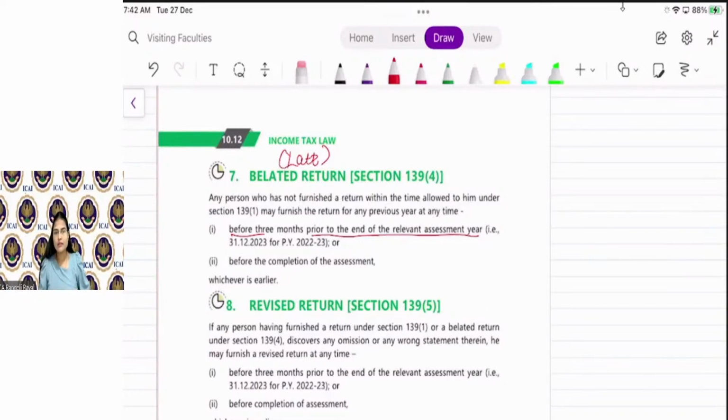So if a person has not filed return within due date, then he can file late return up to 3 months before the end of relevant assessment year, or before completion of assessment. If before 3 months, the assessing officer gives you notice to file your return of income, then you have to file return at that time, whichever is early. So you can file late return, but up to 3 months before the end of relevant assessment year, or before completion of assessment, whichever is early.